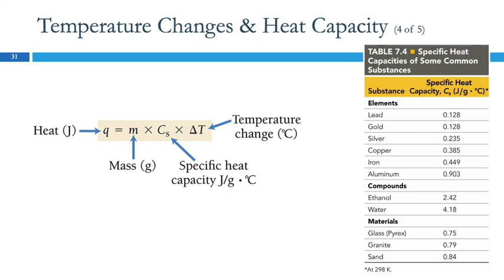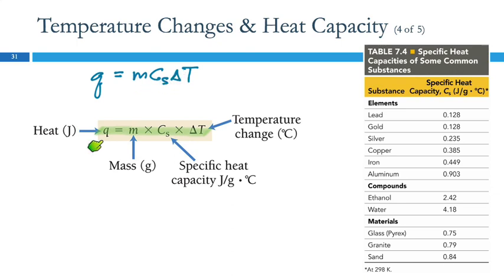So here's our equation. This is like the main equation for this chapter. This relates heat, mass, specific heat capacity, and change in temperature. Q equals mc delta T. Some people remember that as Q equals MCAT, because this kind of looks like an A, MCAT.